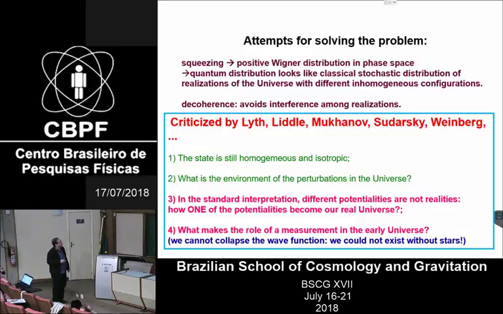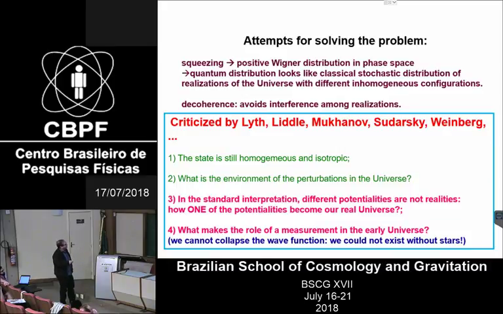The state is still homogeneous and isotropic. And then, for the coherence, you usually need an environment in order to make the coherence. But what is the environment of the perturbations in the universe? There are some attempts, but there is no agreement on what the environment should be, so people don't really know. There are proposals, but no one agrees with one single proposal.